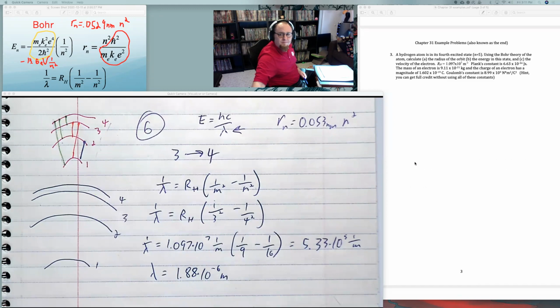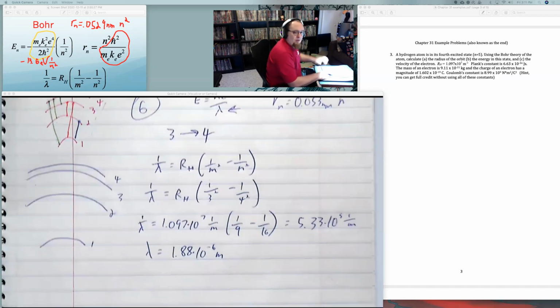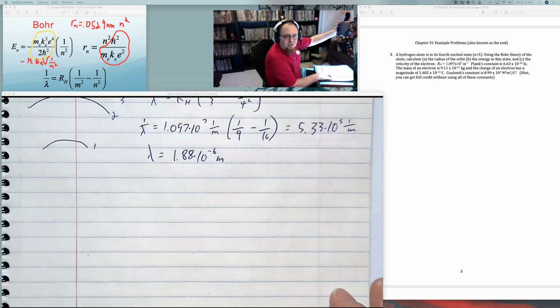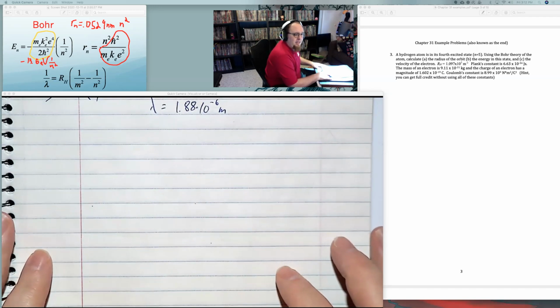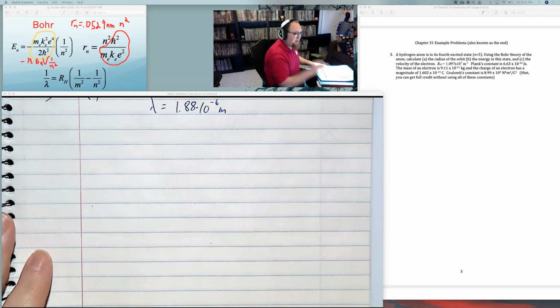Okay. See what this next one is. A hydrogen atom is in its fourth excited state, n equals 5, because the first state is the ground state. Using the Bohr theory of the atom, calculate the radius. Well, the radius, I got the equation, I circled it up there. Rn equals n squared, h bar squared over me ke e squared, and I gave all the constants.